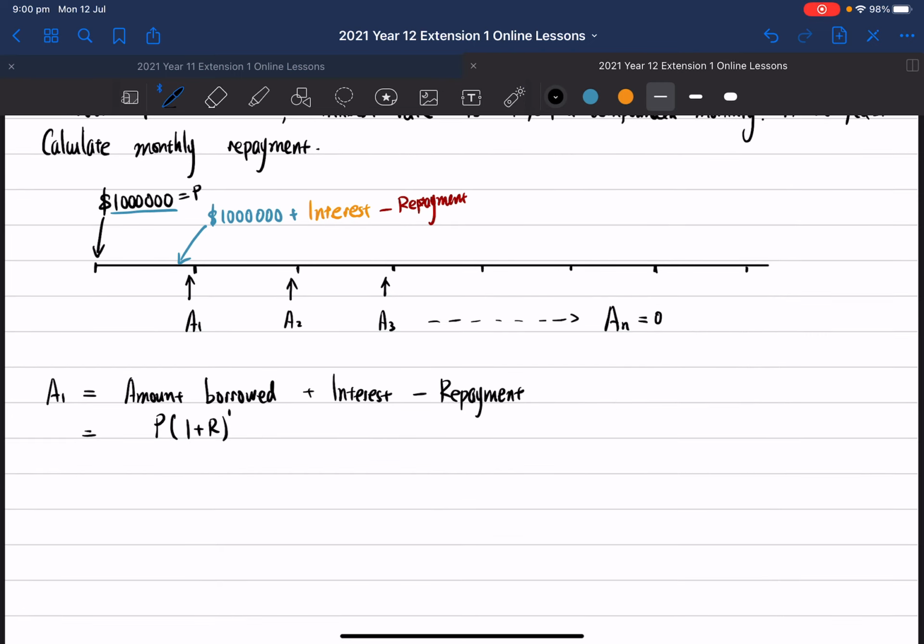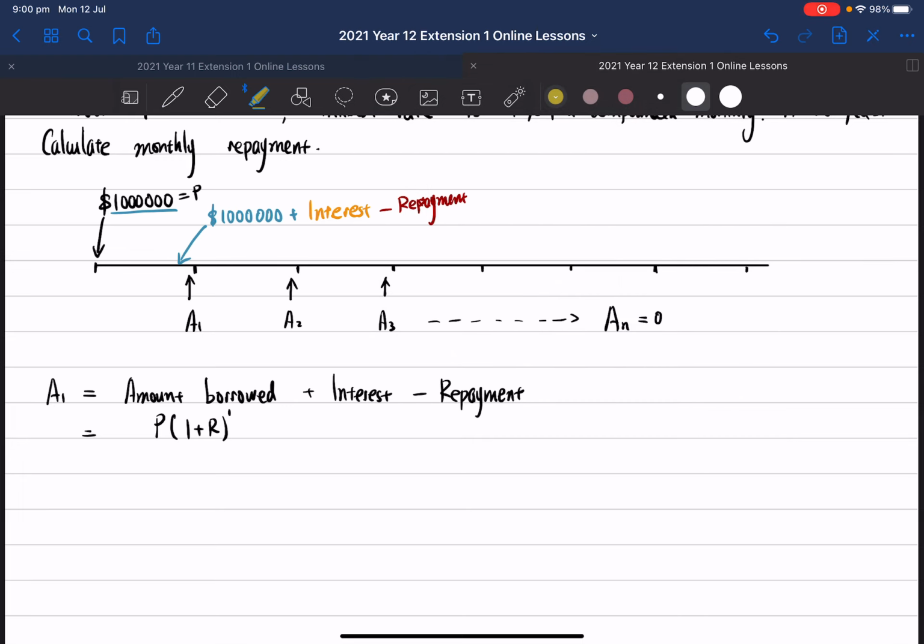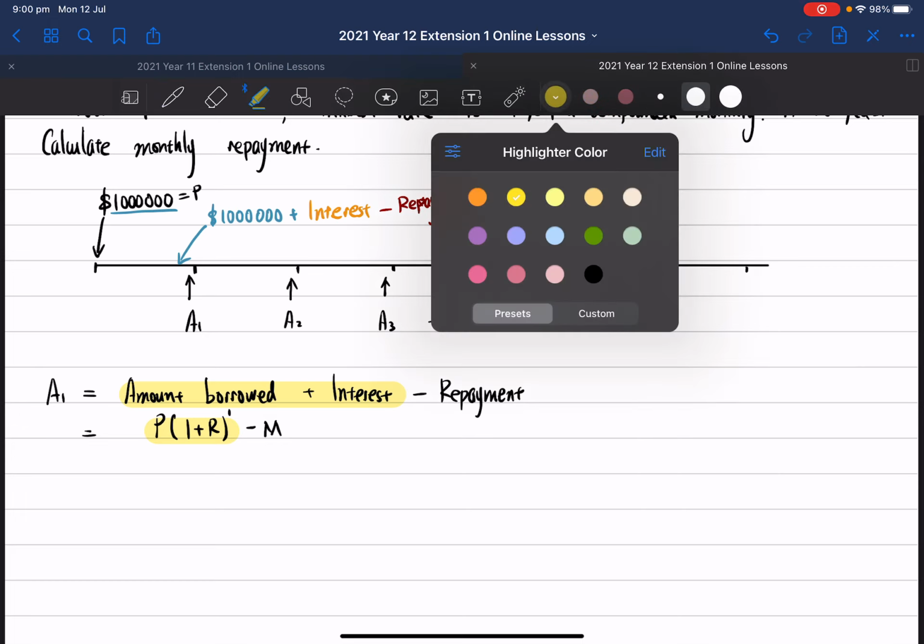So what happened here is this is the amount borrowed, and this amount borrowed plus the interest is P bracket 1 plus R to the power of 1. Then you need to minus the repayment, minus the M. So let's just let the monthly repayment be M. M is just how much that you repay.